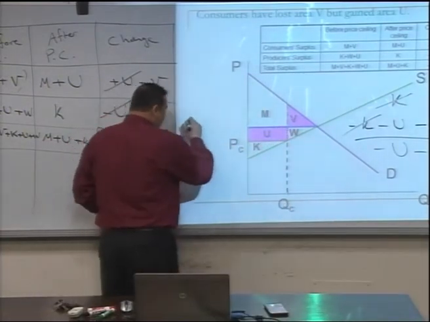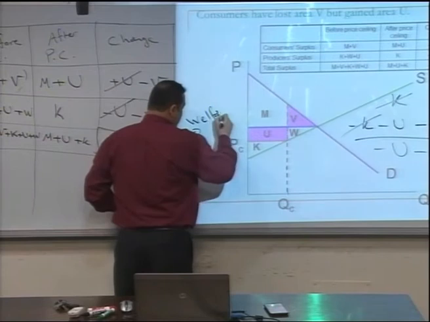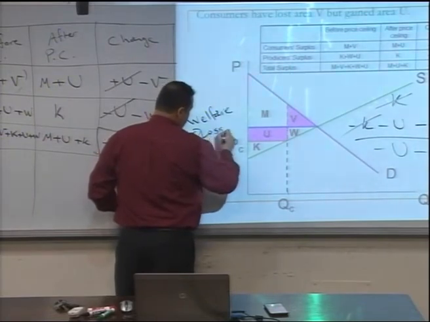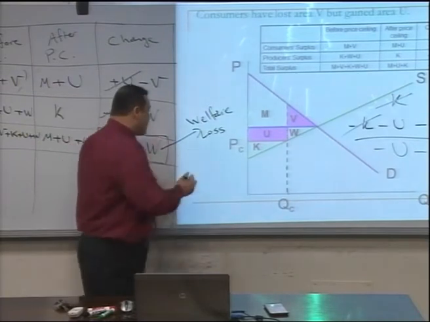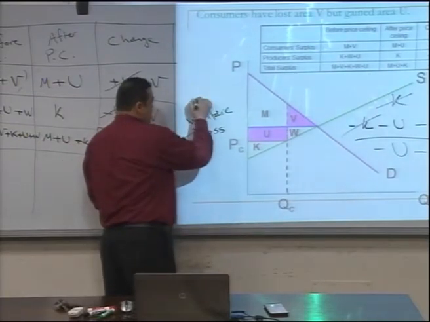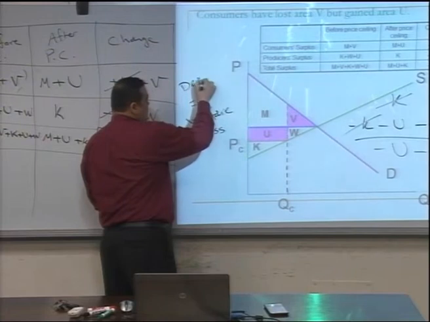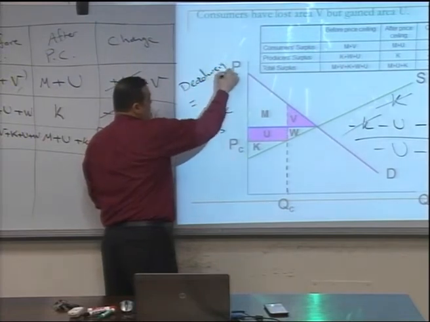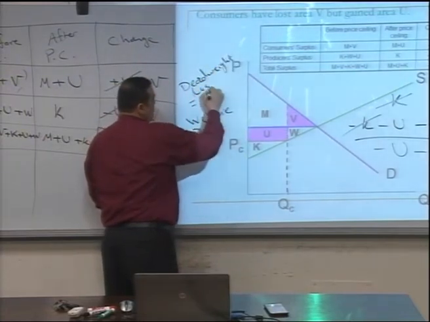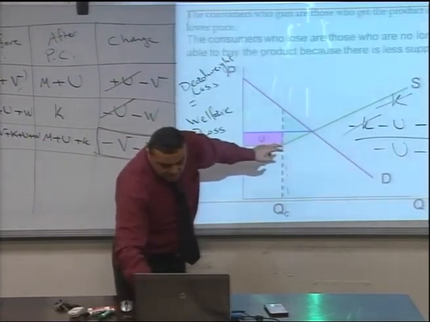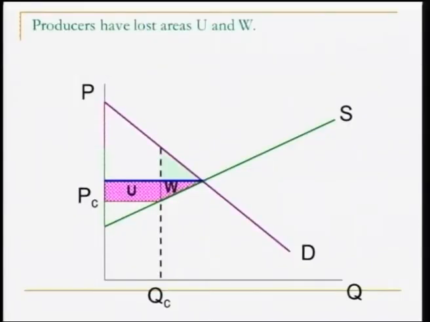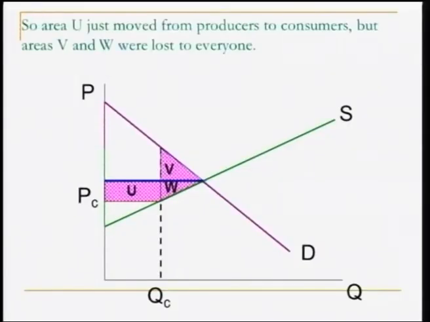This is the welfare loss, or it's called the dead weight loss. This equals dead weight loss. So we can say that these two triangles here, V and W, are the dead weight loss.